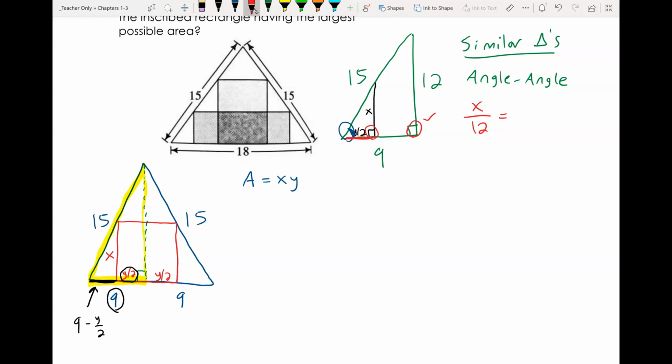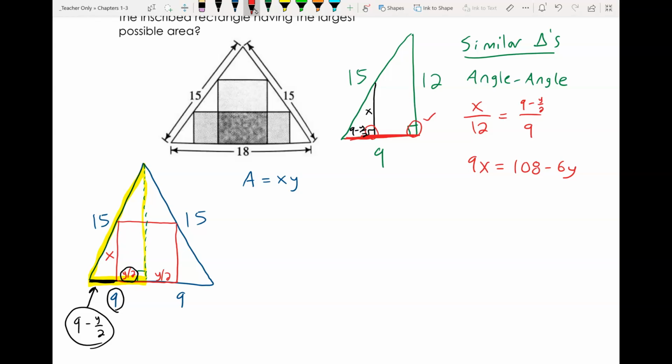So notice this piece is y over 2. In the large triangle, the whole thing is 9. So that's a relationship that I can use. Oh, sorry, actually, this was 9 minus y over 2. I didn't copy that over correctly. This piece right here is 9 minus y over 2. We said that over here. So 9 minus y over 2 over 9, the short over the long. If I cross multiply, I get 9x equals 108 minus 6y.